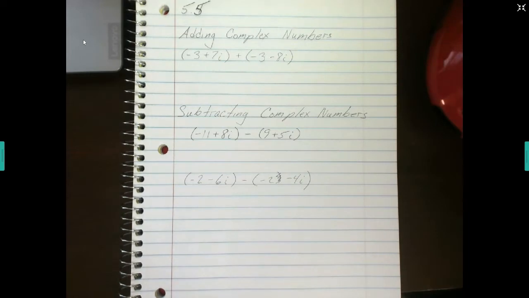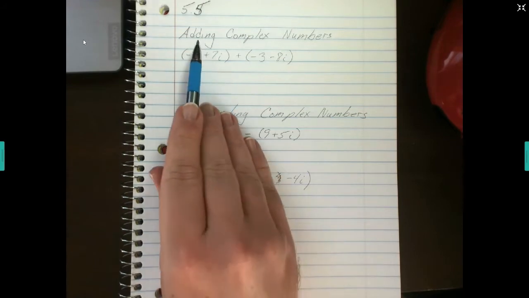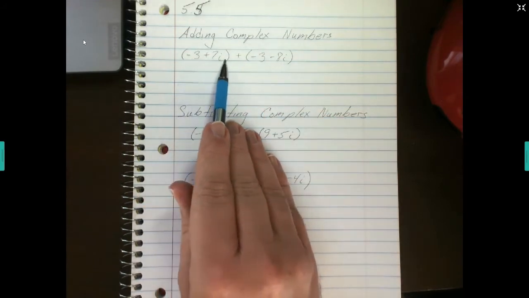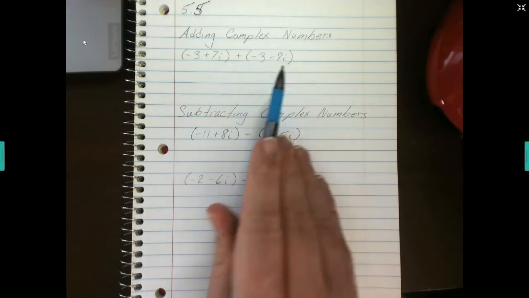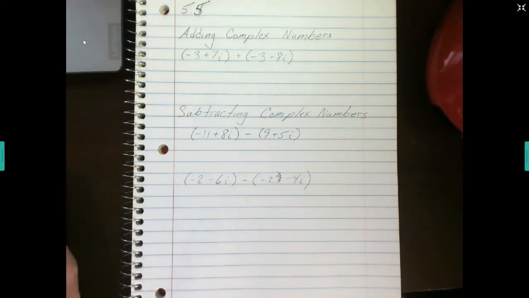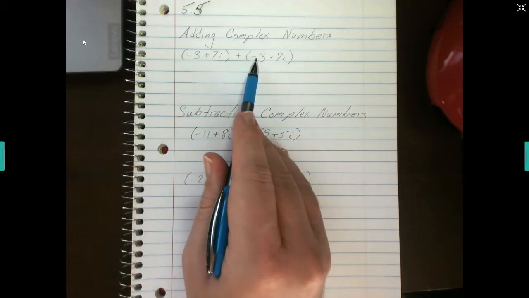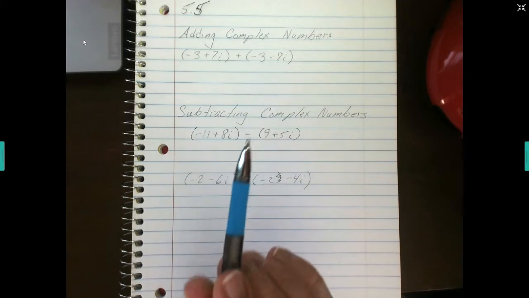So we're going to take a look at adding and subtracting complex numbers first. And we're going to do that by looking here. So adding complex numbers, and we have our two complex numbers here. This is one, and then this is the other. They're really similar looking. They both have a real part with a -3. In fact, they both have a -3. And they have an imaginary part.